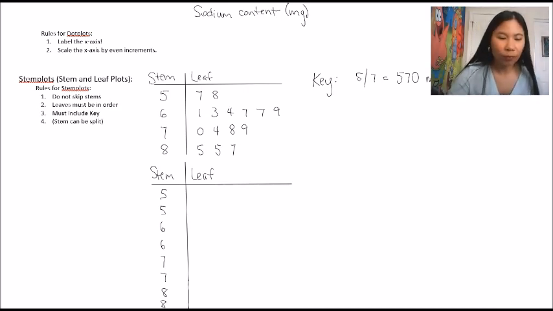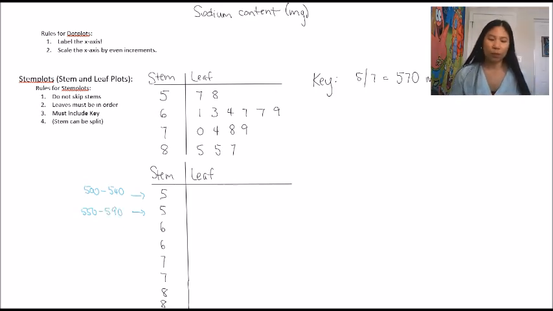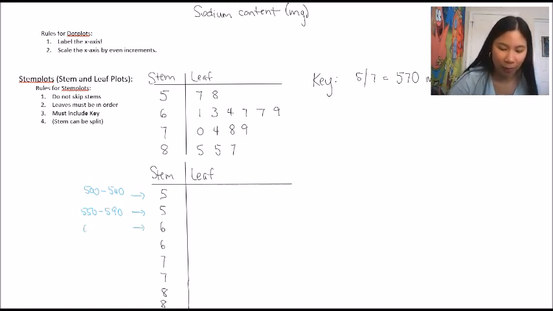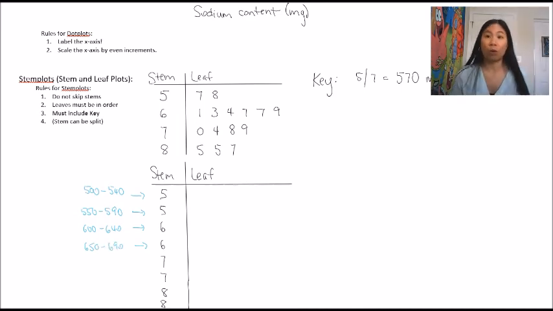And so when we split it, the first 5 will always refer to numbers from 500 all the way to 540. The second 5 will stand for numbers from 550 all the way to 590. So think of it as 0 to 4, 5 to 9. And that's the case for every single split stem. So 600 to 640, and then the second 6 will be 650 to 690, and so on.